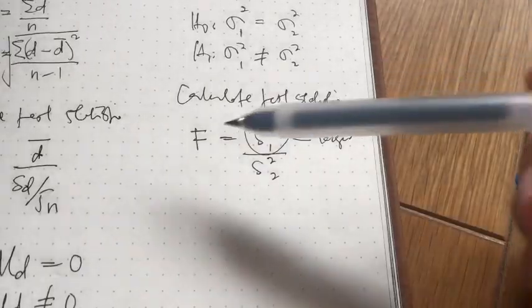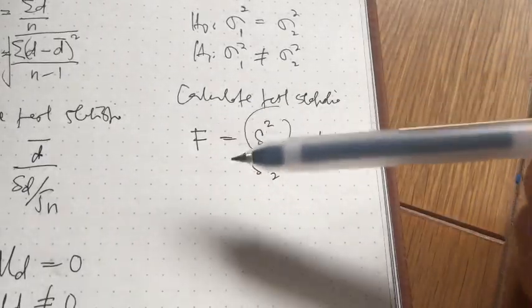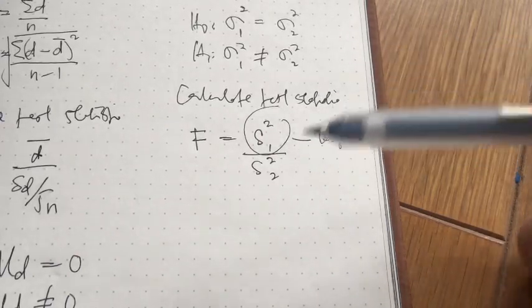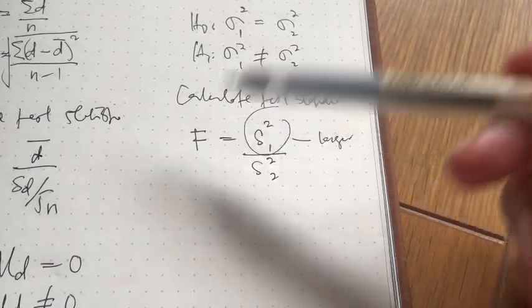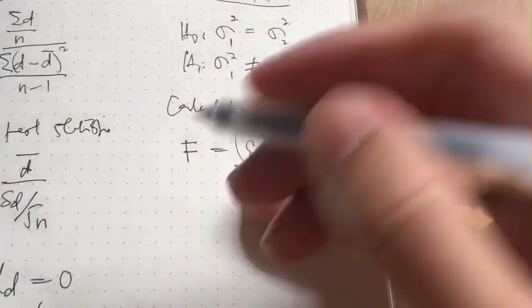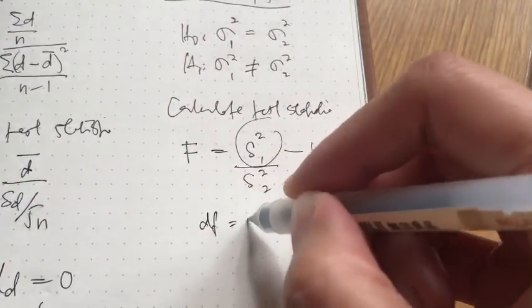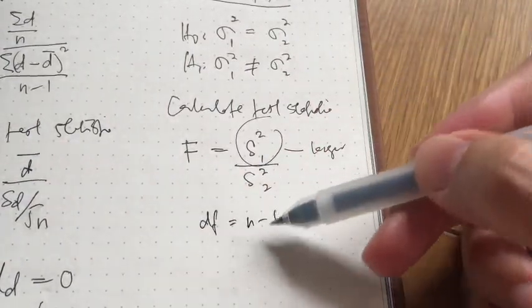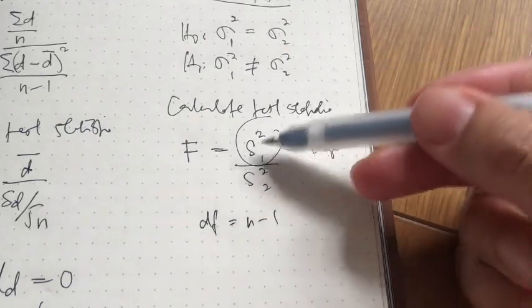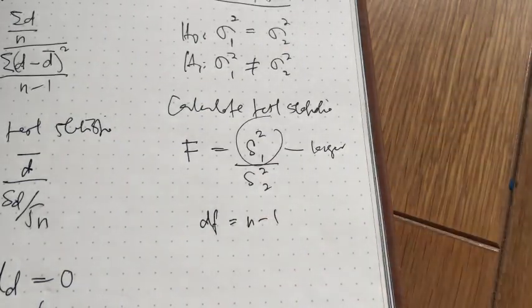And for the F distribution, it's similar to the T, whereby you need to calculate the degrees of freedom. So for the F distribution, when you are doing the equality of variance test, the degrees of freedom is basically n minus 1. But we have to find the degrees of freedom for both the numerator and the denominator.